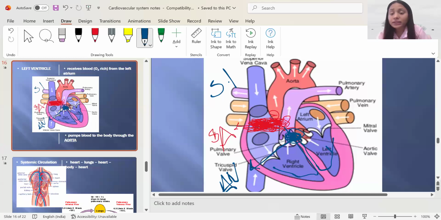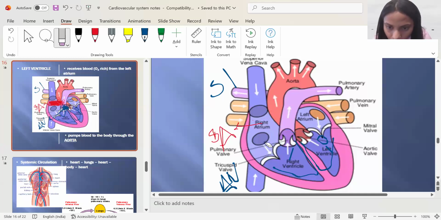Okay, so S1 sound is produced when both these valves close. This is a mitral valve, this is a tricuspid valve, and this is the mitral valve. When they get closed, there is a sound which is known as the lub sound. That is the S1 sound, and S2 sound is generated when these semilunar valves, the pulmonary valve and aortic valve, close. Okay.